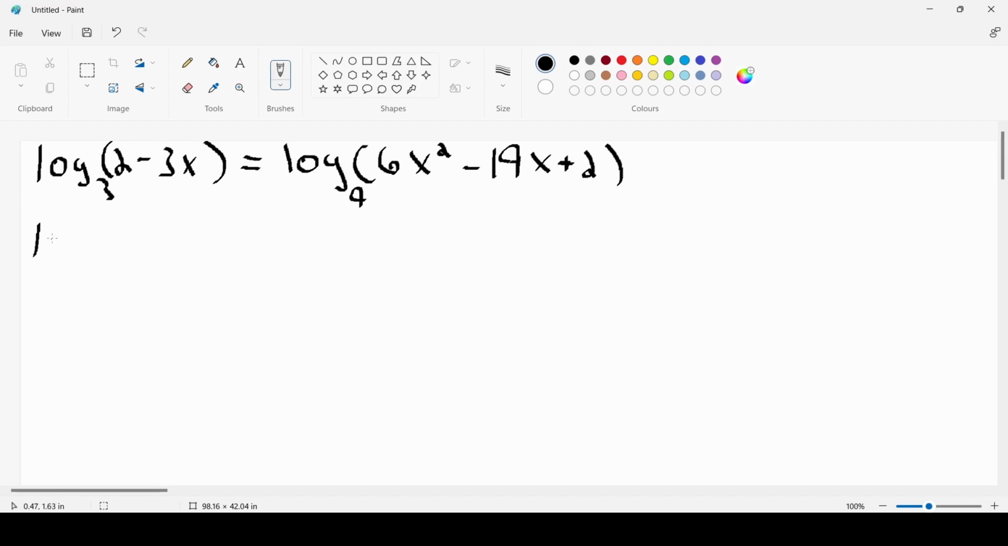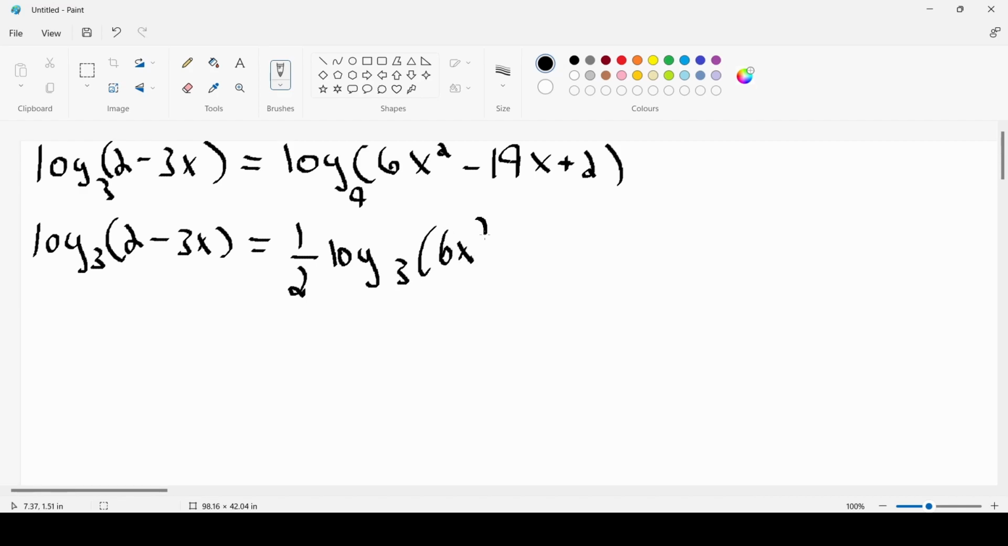So I'm going to rewrite the right side now, because they have different bases. I will explain this step later. Now how did I do that?